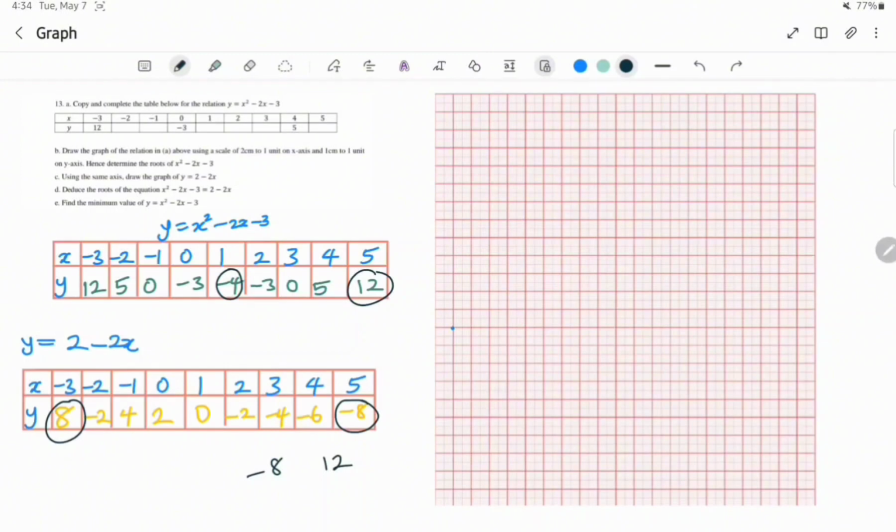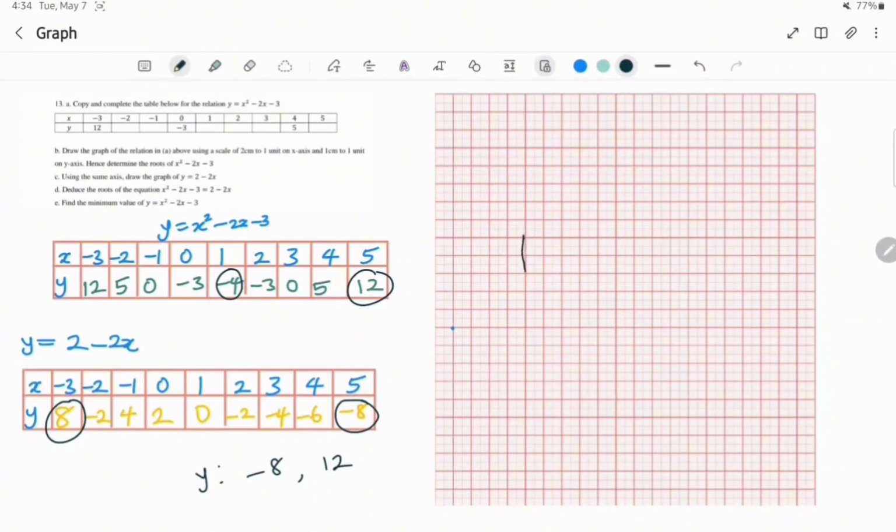Now that we know that for y, this is where we are inputting values from -8 to 12. Now for x, it is simply from -3 to 5, right? So the scale we are asked to use is, for the x-axis, 2 centimeters to 1 unit. So what does 2 centimeters actually mean on a graph?